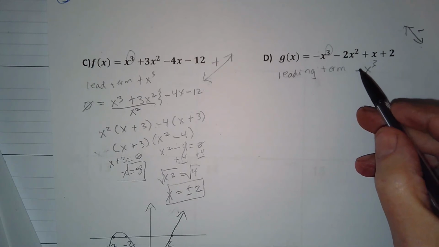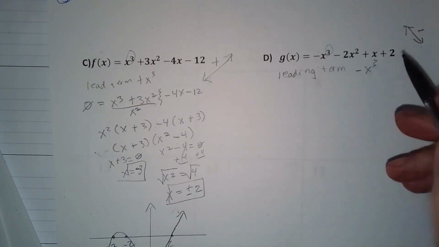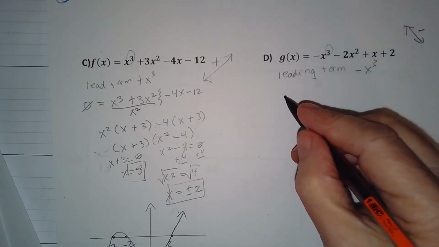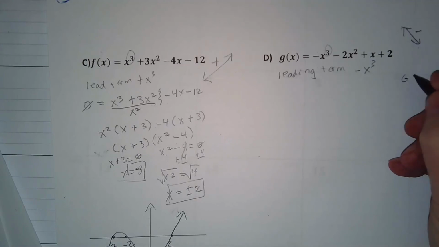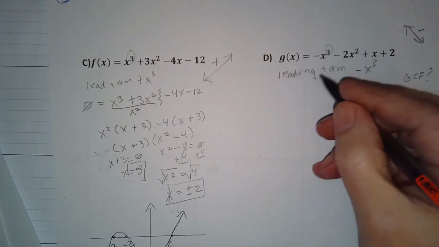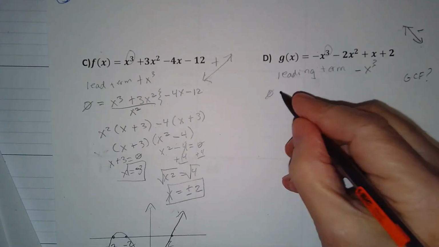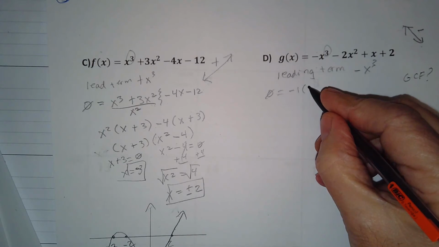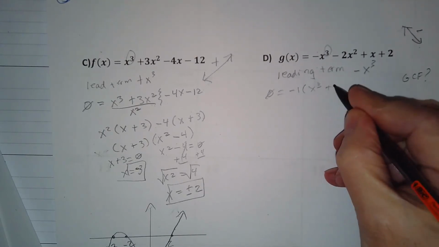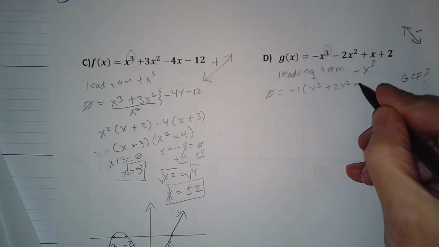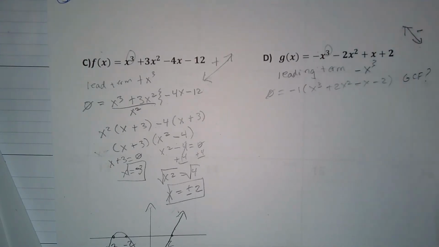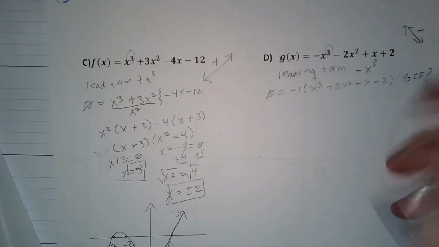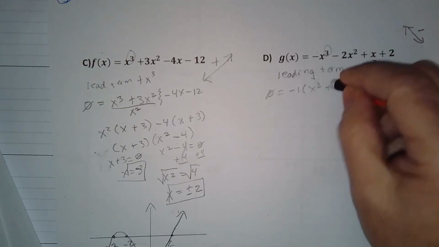Doesn't look like it. Okay, but wait, there's a negative 1 up in front of this. Let's get those out. So we're going to divide the whole thing, the GCF, by negative 1. So 0 equals negative 1 times, and then we're going to divide out x cubed plus 2x squared minus x minus 2.